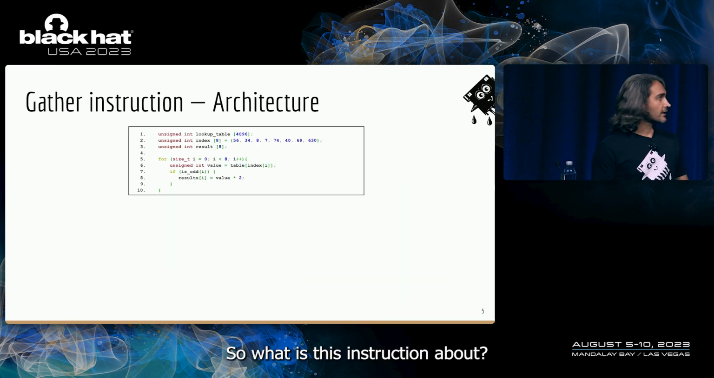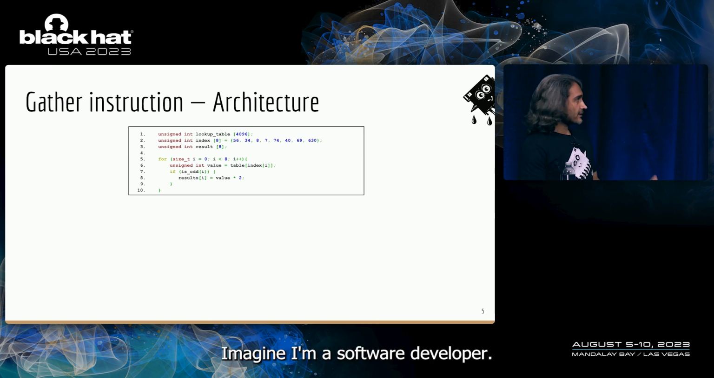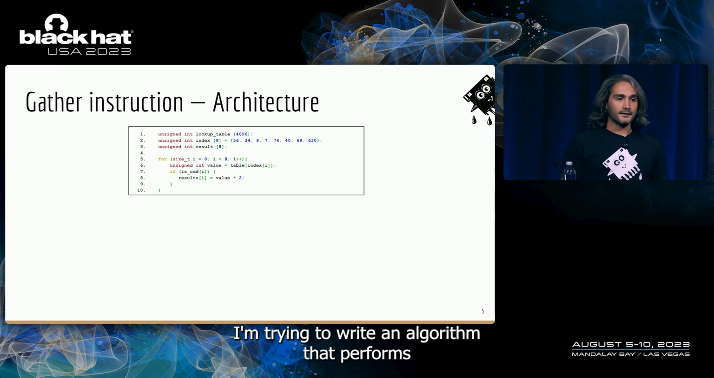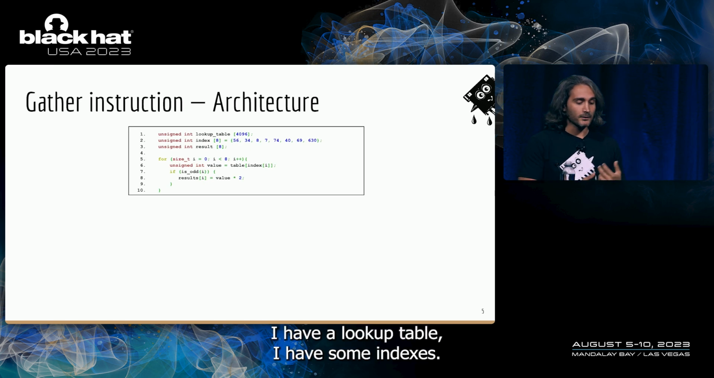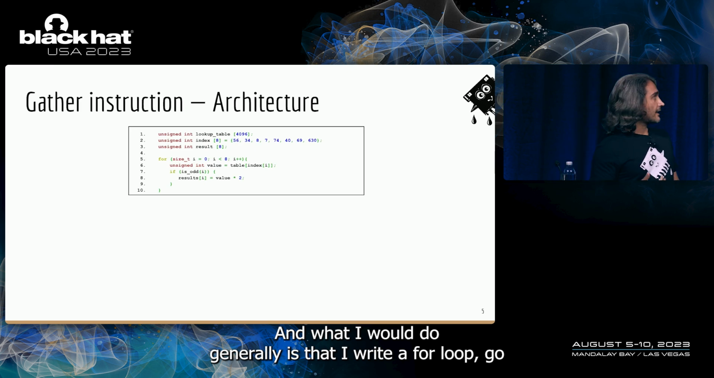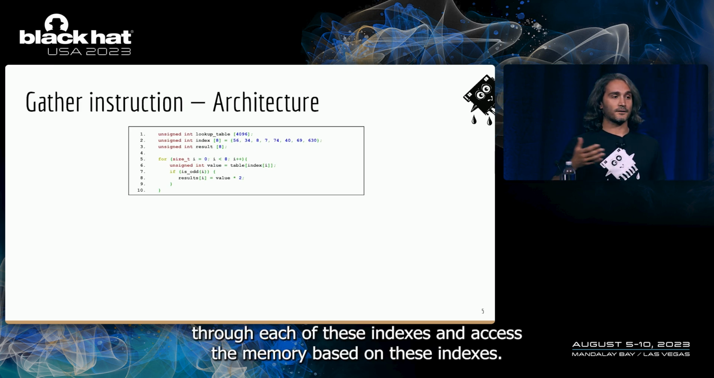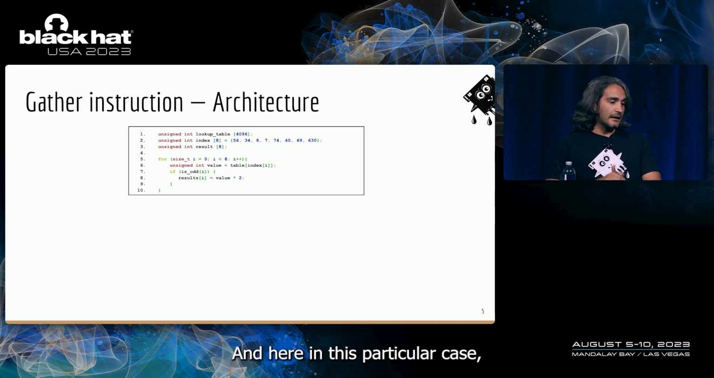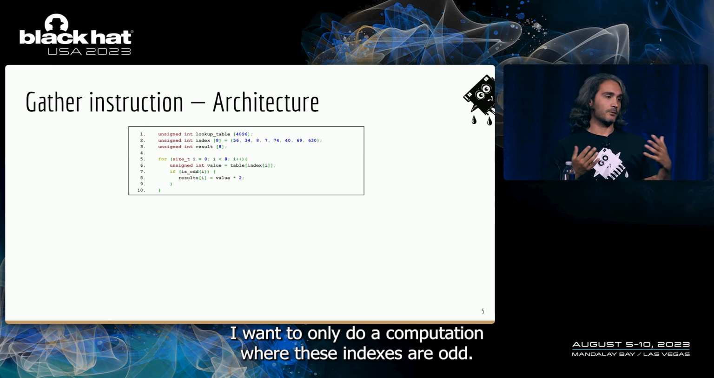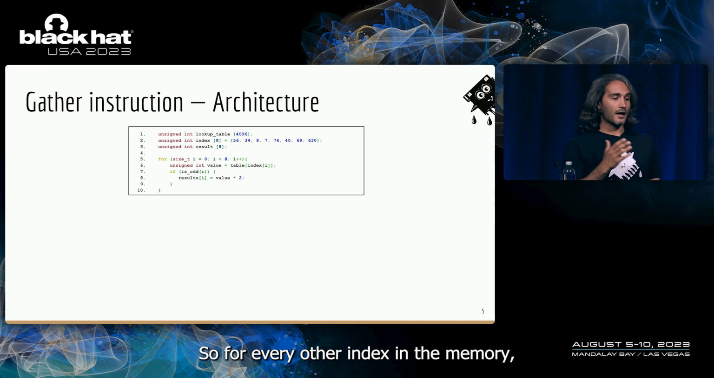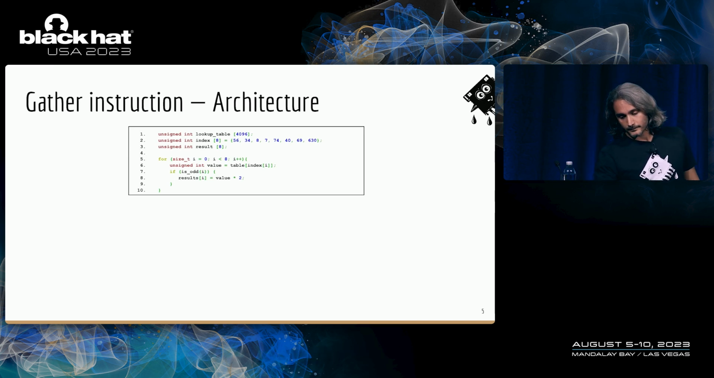So what is this instruction about? Imagine I'm a software developer. I'm trying to write an algorithm that performs some data accesses from scattered memory. I have a lookup table and some indexes. What I would generally do is write a for loop, go through each of these indexes, and access the memory based on these indexes. And in this particular case, I want to only do a computation where these indexes are odd, so for every other index in the memory.